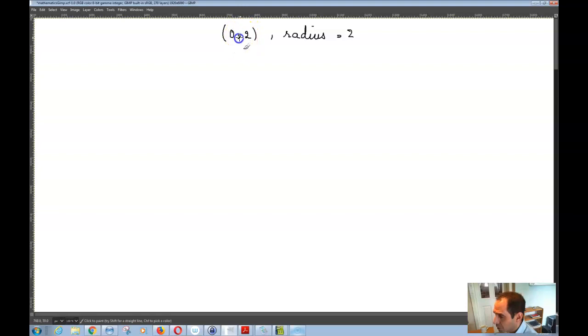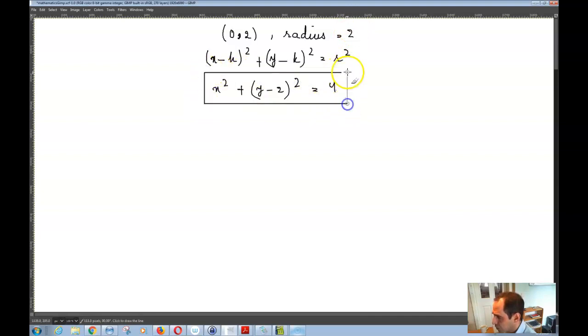So what that means is that basically you have (x minus h) whole squared plus (y minus k) whole squared is equal to r squared. So x minus h is x minus 0, and then you would get x squared, and (y minus 2) whole squared is equal to r squared, which is equal to 4. So this is the first circle that you have.